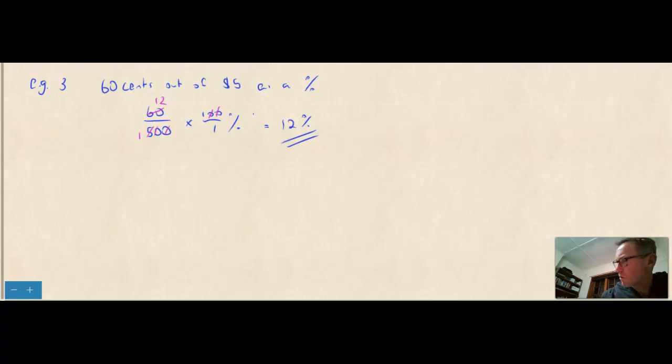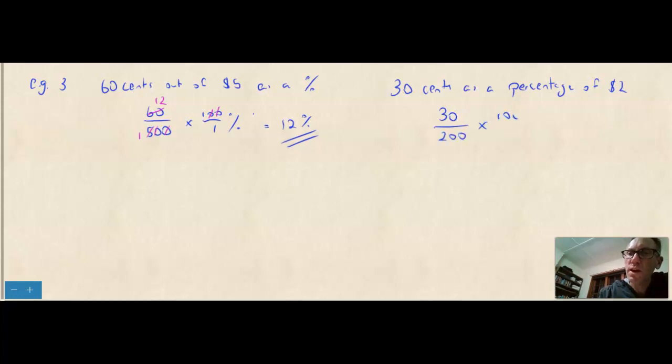Okay, here's one for you. Can you work out 30 cents as a percentage of $2? 30 cents as a percentage of $2. Go. Just so we're clear, when I say go, that's pause the video and go and work it out. Okay, 30 cents as a percentage of $2. $2 being 200 cents. So this is saying what's 30 out of 200 as a percentage.